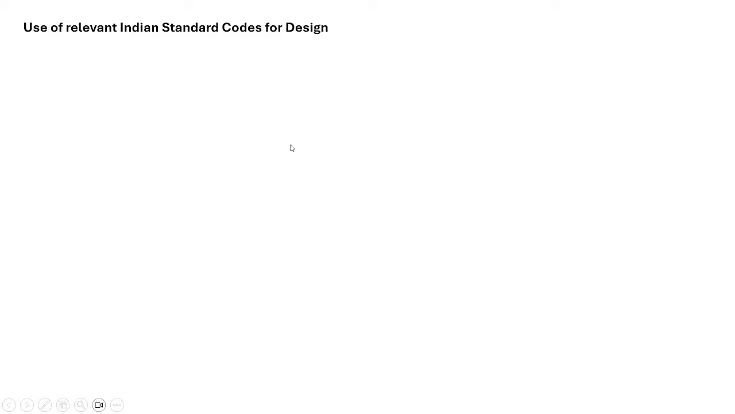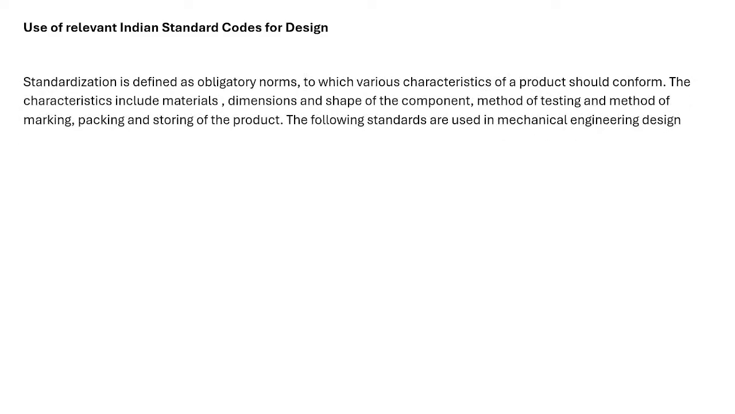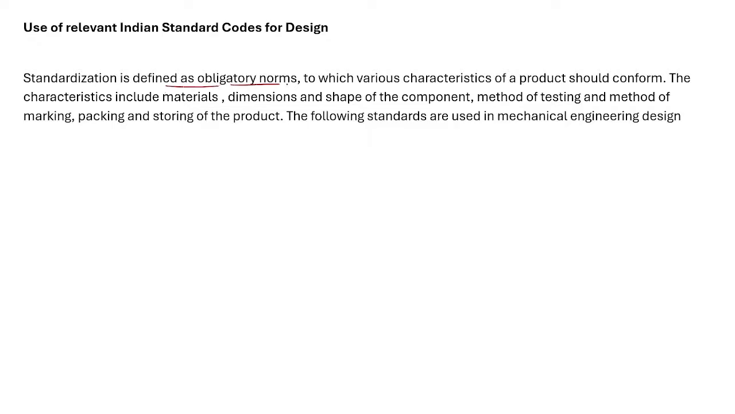Use of relevant Indian standard codes for design. Standardization is defined as obligatory, compulsory norms for various characteristics of the product that should be conformed to. The characteristics should include the type of material, dimensions, shape of the component, method of testing, method of marking, packaging, storing of product, and environmental conditions, because all these factors are going to directly or indirectly affect the environment and how the product is being disposed to the environment. There are standards even for that as well.